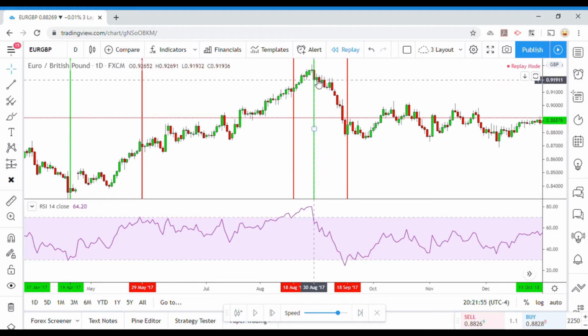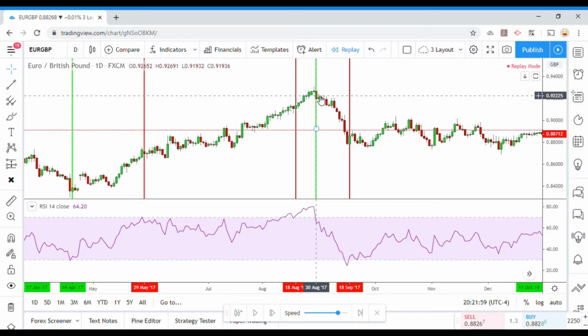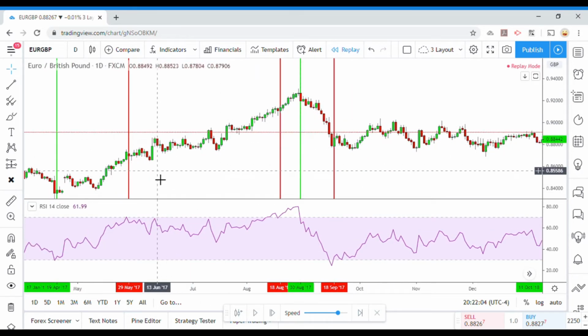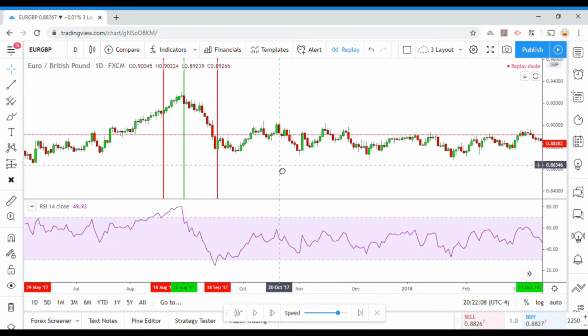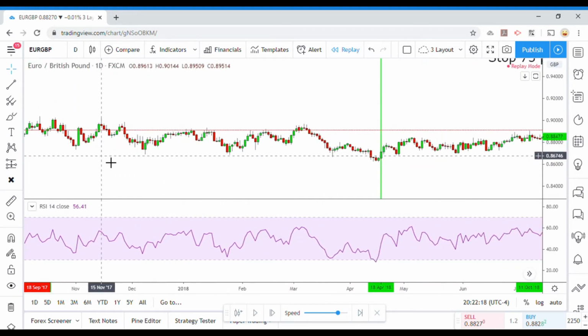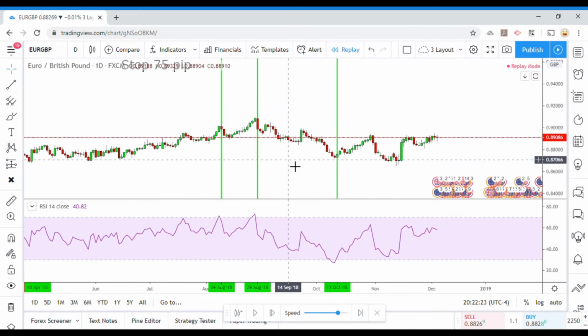I do not like the fact that the RSI just throws these random signals in the middle of trends, and a lot of them again are reversal signals. Right here you see, just as this started into a downtrend, it gave a signal to go long. Here's just kind of chop, here's just kind of chop.